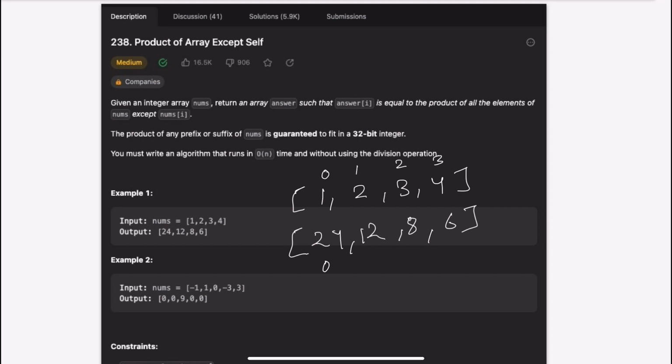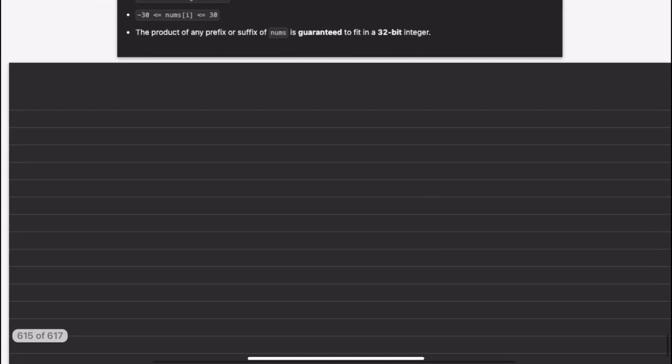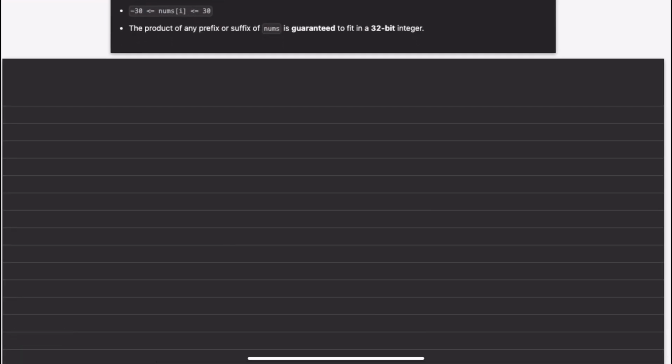Now see what all the conditions are which this question is telling us, and come up with the algorithm. This question is telling us that we must write an algorithm in O of n time. That is, we have to write this algorithm in linear time, and we are not allowed to use the division operation. Okay, so let's jump to the algorithm and find the intuition of it.